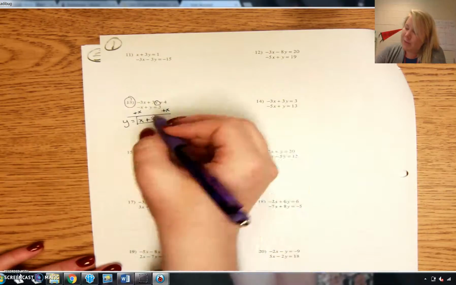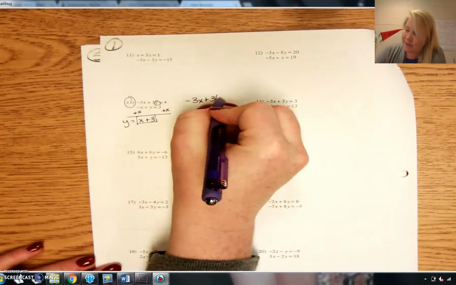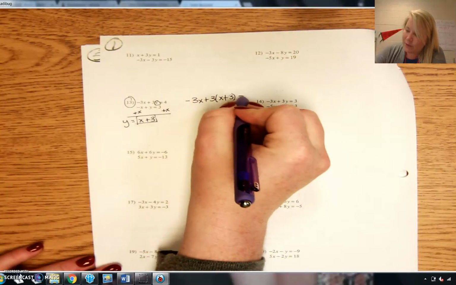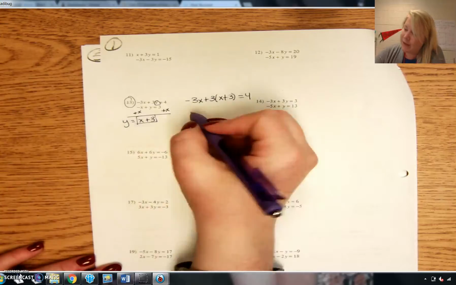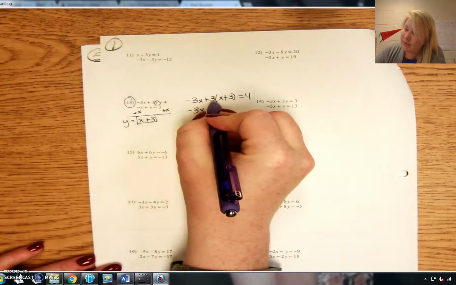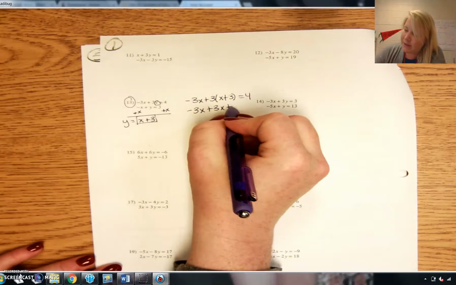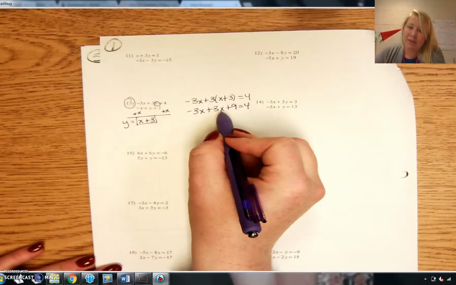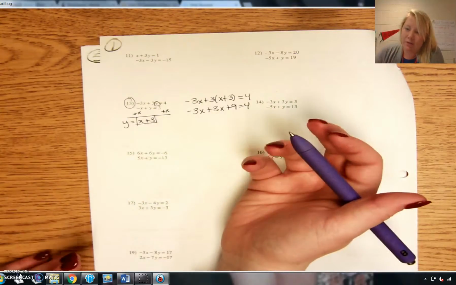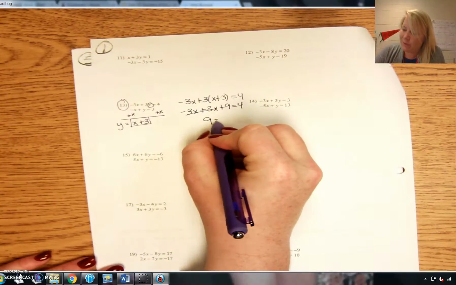Okay? So that gives me negative 3x plus 3 times my x plus 3, because that's what y is, equals 4. Alright? Now I just need to solve for x. Negative 3x, 3 times x is positive 3x, 3 times 3 is positive 9 equals 4. Now I can find my like terms. Negative 3x plus 3x is 0x, right? So those go away. Then I'm left with 9 equals 4.